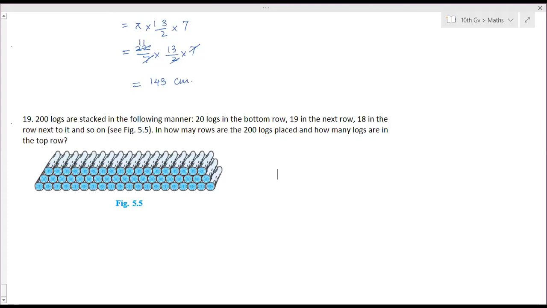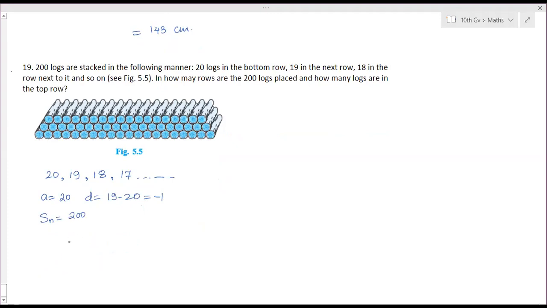What are the values given? Ma'am, Sn, a, and d. So here we have the AP. These numbers of logs will form an AP. First row 20, second row 19, third row 18, 17, and so on. We don't know the last term, which we have to calculate. So this is decreasing order. The value of a and the total value, that is Sn. Total logs, how many are there? 200. So a is 20, d is 19 minus 20, that is minus 1.